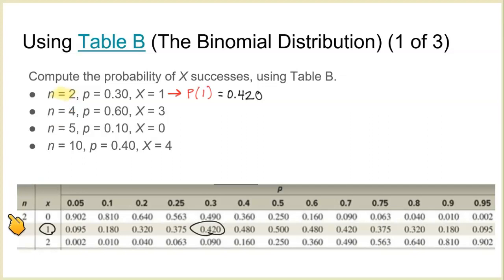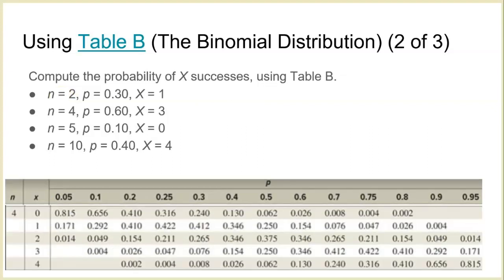The value for n is the number of trials. The value for p is the probability of success, and the value for x is the number of successes we're looking for, the probability for that outcome. So let's look at another example.